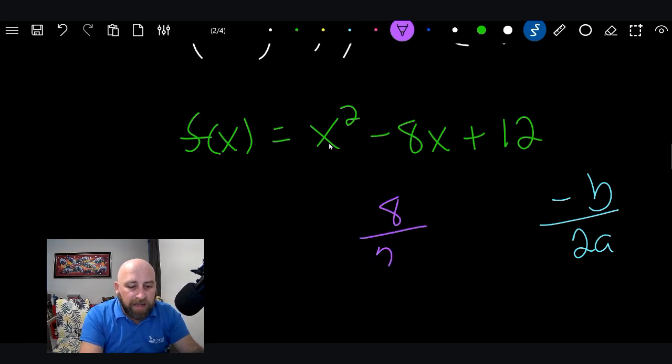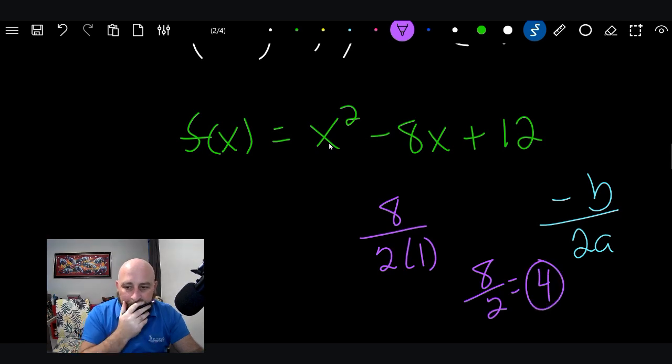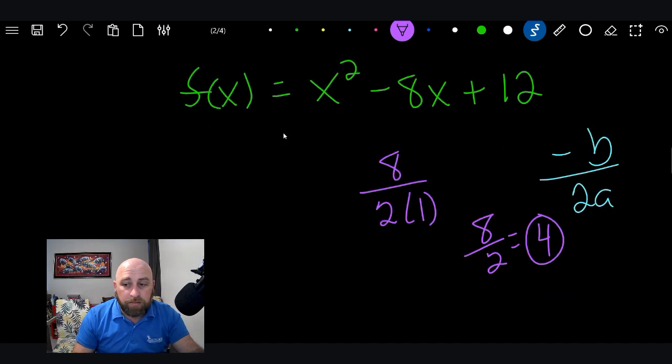What is a? a is 1. 2 times 1. So 8 over 2, and that equals 4. So our x in this one is going to be 4.